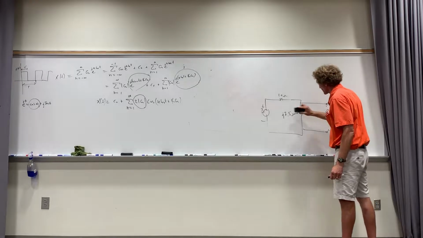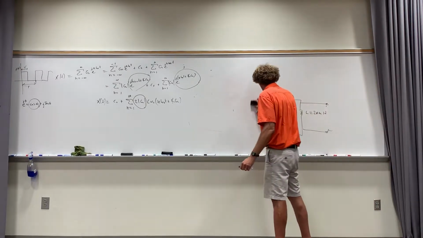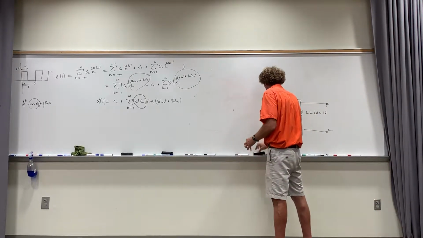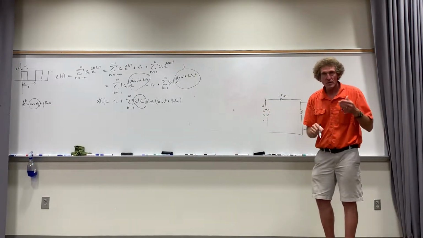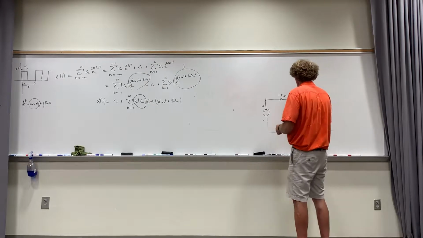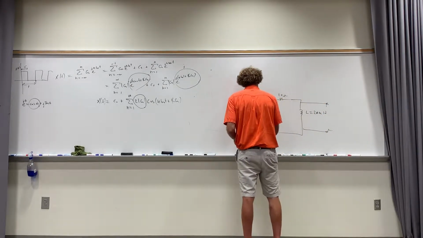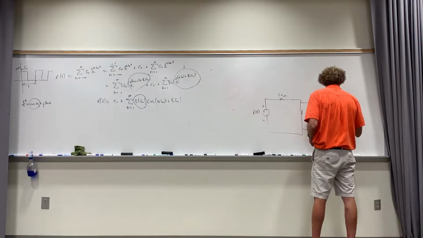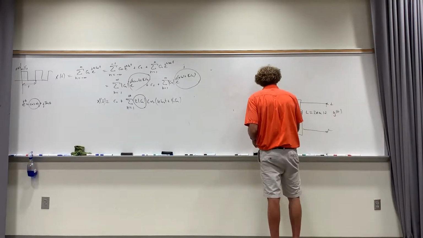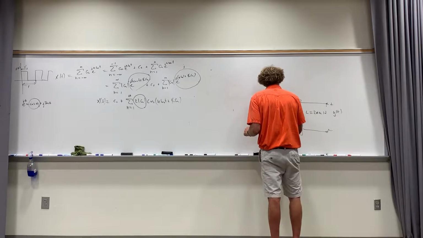I'm going to leave this circuit there, but now something's going to change. Now, what you told me with voltage division is this. You really told me if this is an X of T, and this is a Y of T out here, your output, this had some value H of omega.